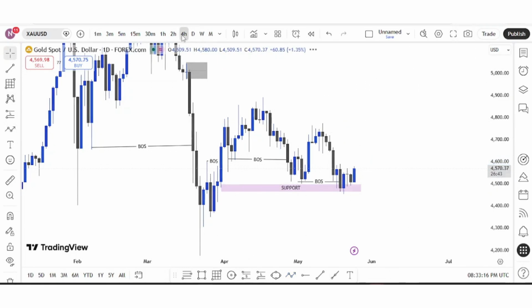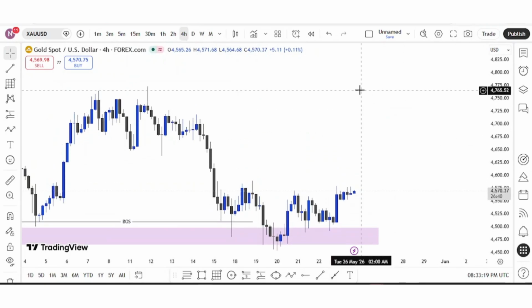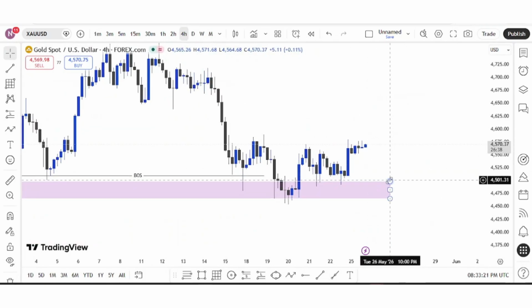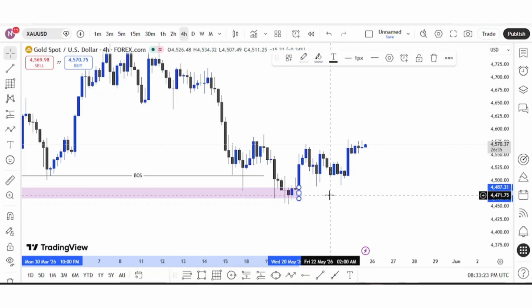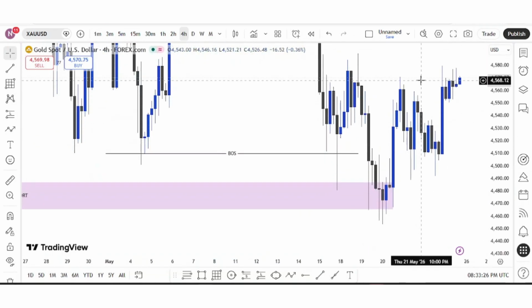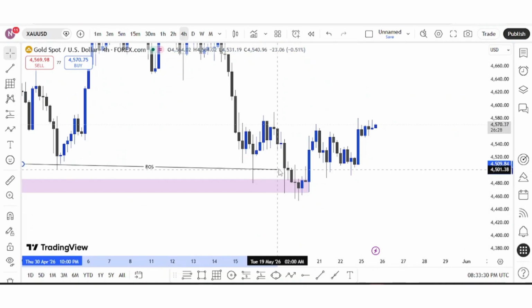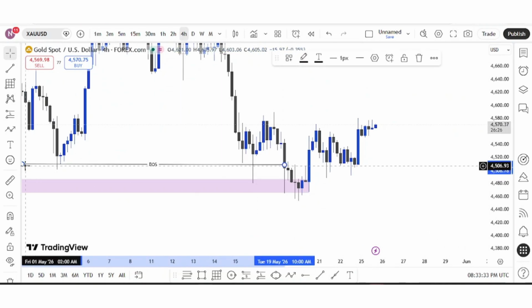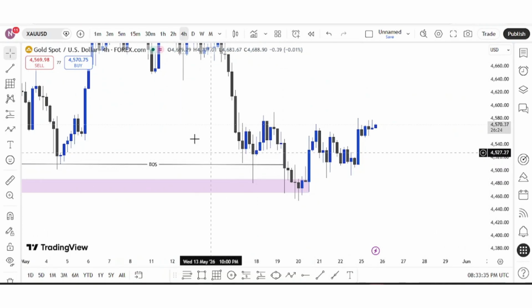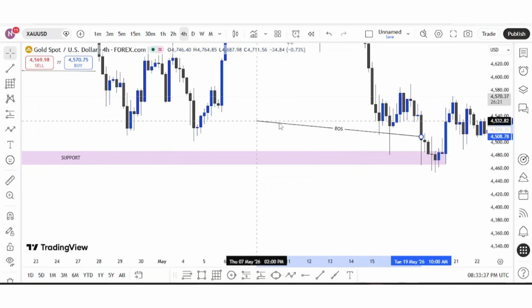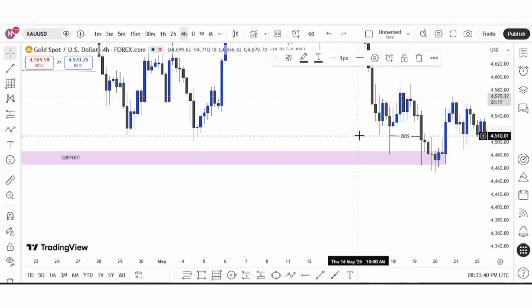But let's move down to the 4 hour time frame. From the 4 hour time frame, here is an interesting area. We can see that price is reacting to a key resistance level. Like I said, I am going to refine this break of structure to the 4 hour time frame.